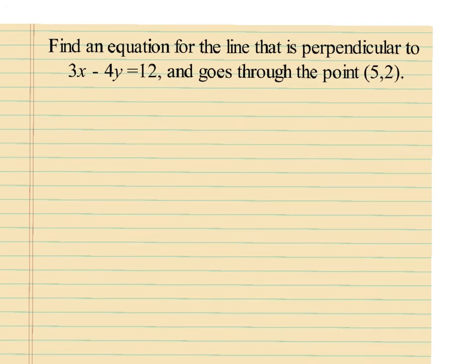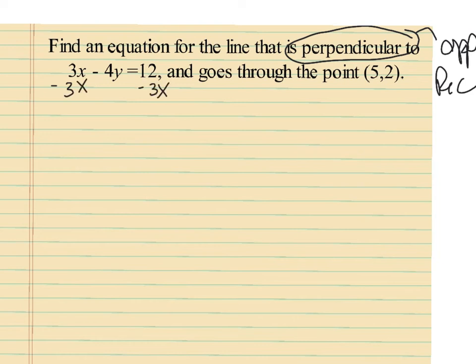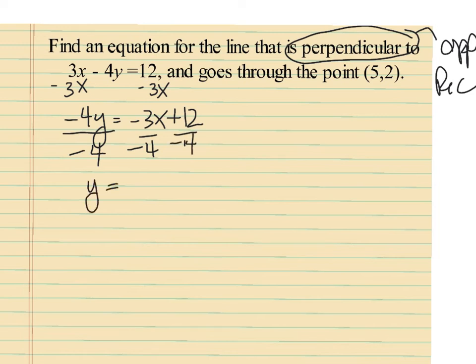Another one, same example, except this time perpendicular. You're going to circle, square, highlight, star. Remember that it's opposite reciprocal. First thing to do is to find the slope. So I'm going to subtract 3x from both sides here. And then I'm going to divide everything by negative 4. Everything by negative 4. So here I have y equals, negative divided by negative is a positive. Okay, so be careful of those little things.